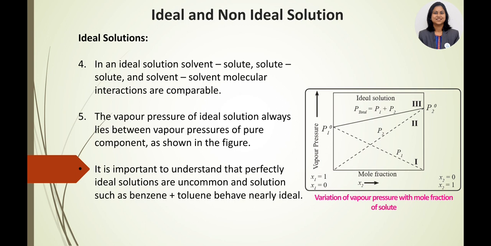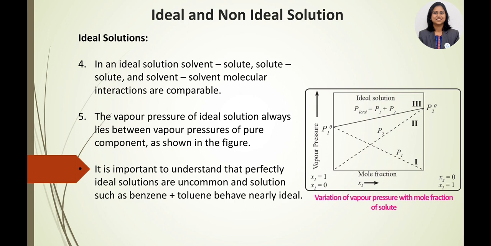Now, while studying Raoult's law, we have stated P1° and P2°. What are P1° and P2°? They are the vapor pressures of the pure components or the liquids which we are taking. And P1 and P2 represent the partial vapor pressures of the two liquid components in the solution.